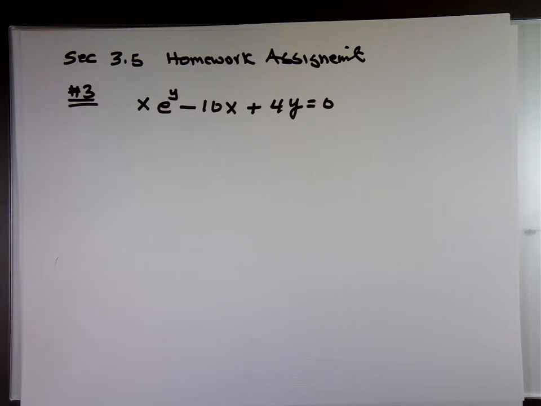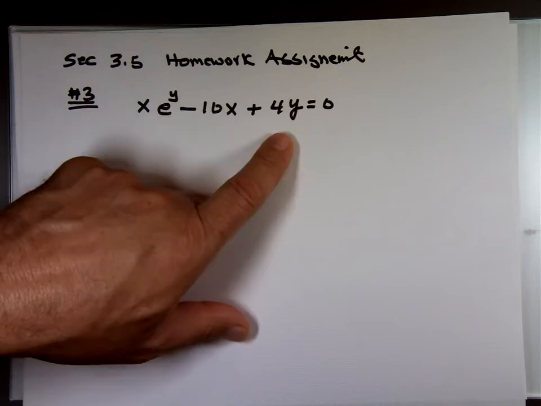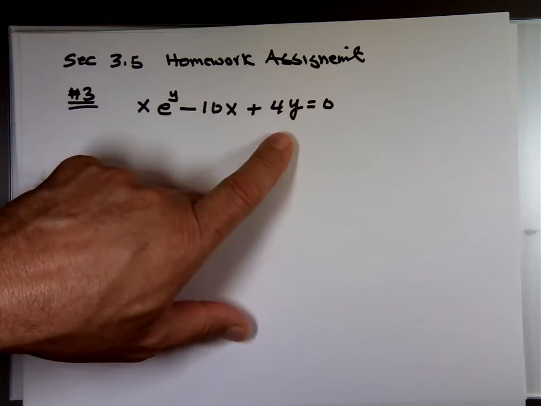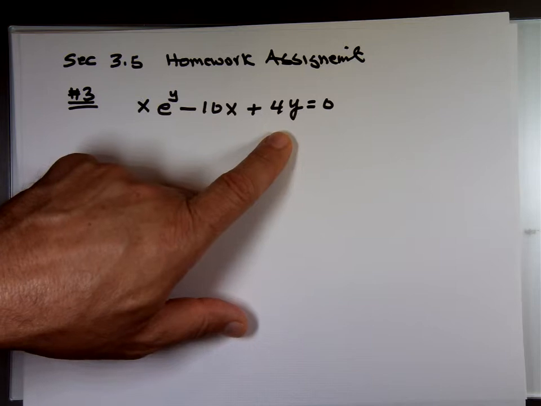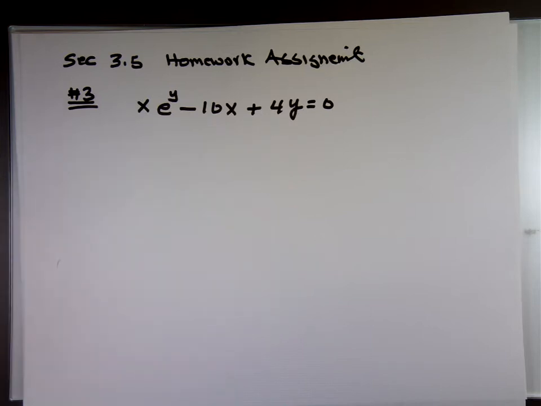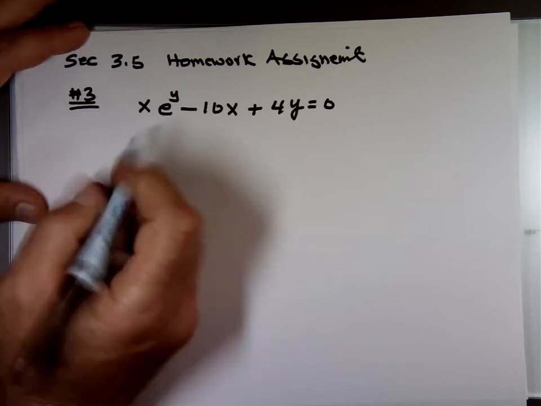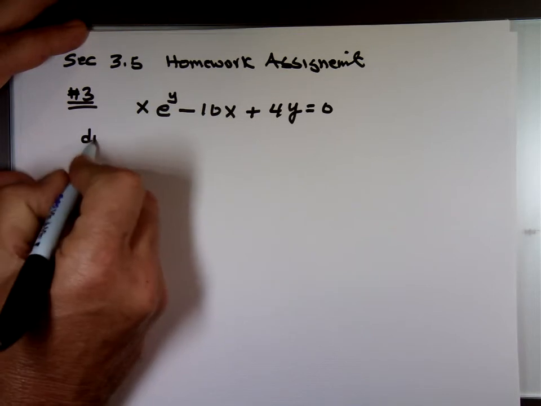Again, explicit, when you can solve the problem for y, then take the derivative. We can't solve that problem for y. It won't be easy, it won't be pretty. So implicit differentiation is the way to go. How do you find dy/dx? So that's what the question is.